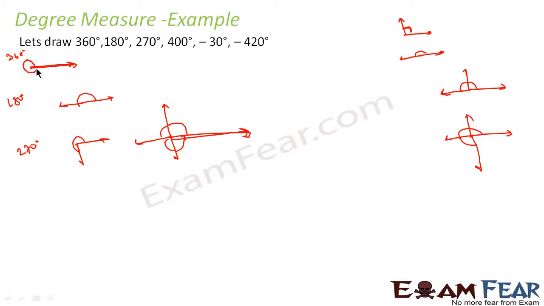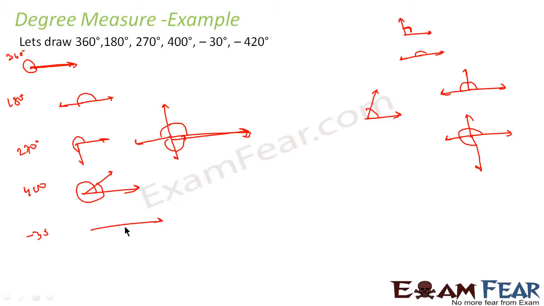This is 360. Correct? I have to make a 400 angle. 360 I know is the same only. 360 plus 40 I have to make. So this is 360. With 360 I have to add 40. 40 will be somewhere like this. So I'll get an angle like this. So this angle will be 400. You start with this, you go to here and you come here. This is 400 degrees.